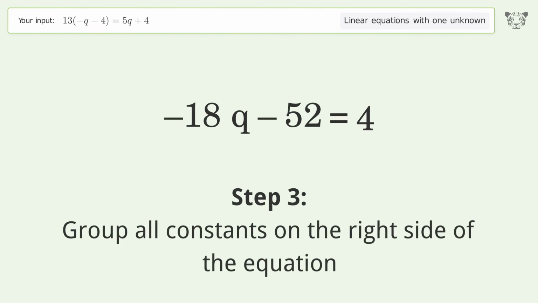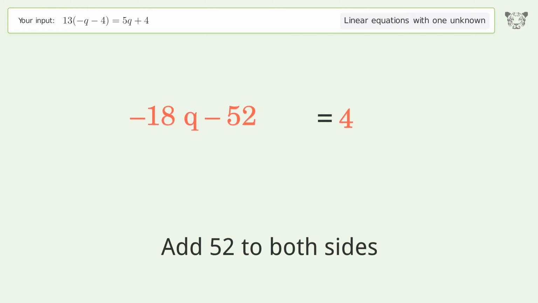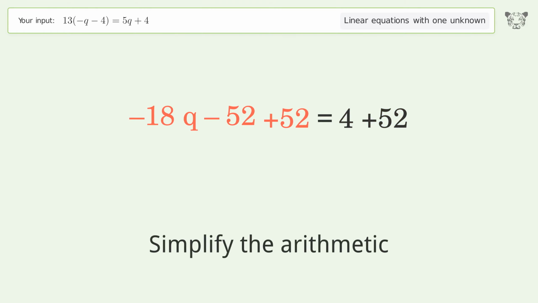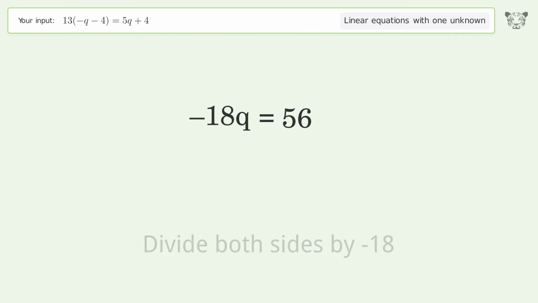Group all constants on the right side of the equation. Add 52 to both sides. Simplify the arithmetic. Isolate the q. Divide both sides by -18.